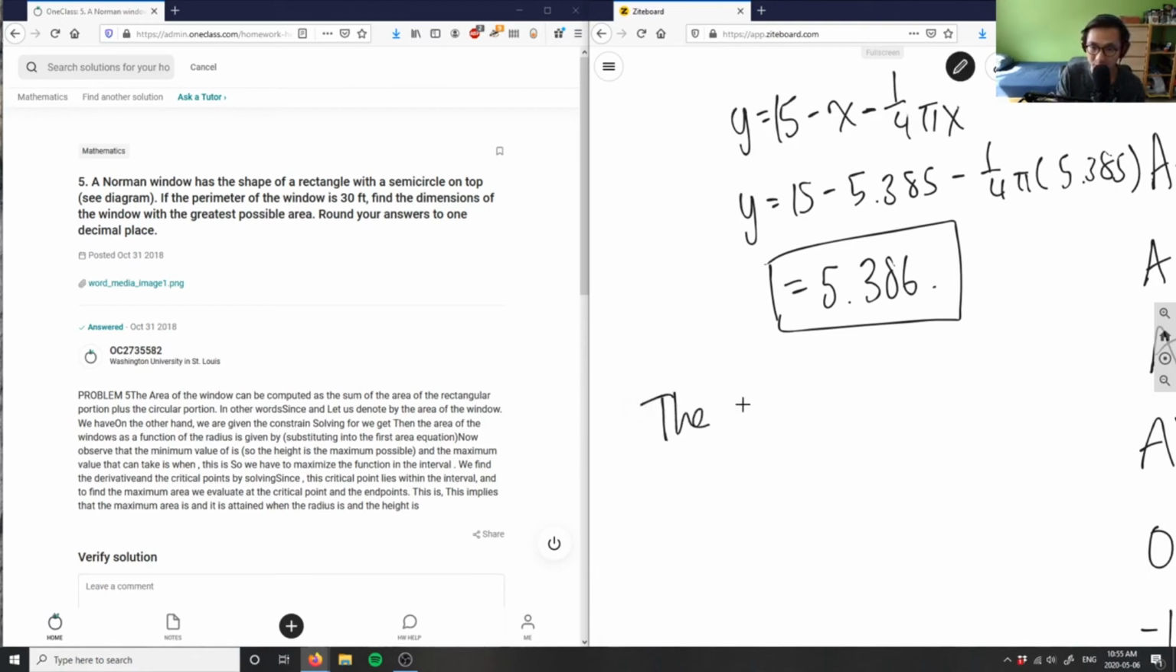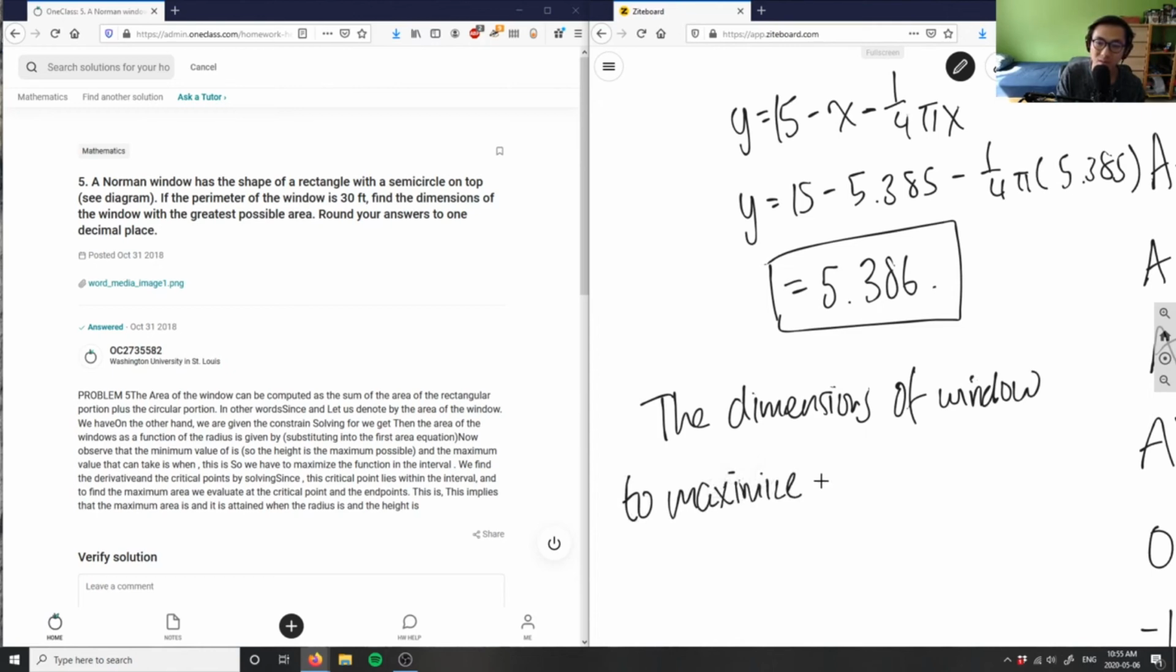So I can say the dimensions of the window to maximize area are 5.4 by 5.4 feet. And this is in feet, sorry. 5.4 feet by 5.4 feet. And this makes sense, right? If I want to maximize the area, obviously my length and width have to be very similar, because the maximum area of a rectangle would be a square. So this makes sense. This is my solution for this problem.